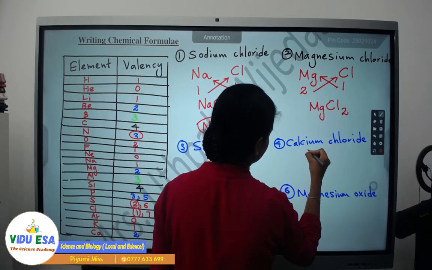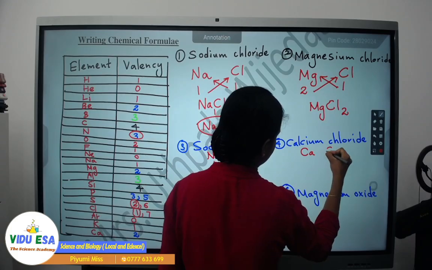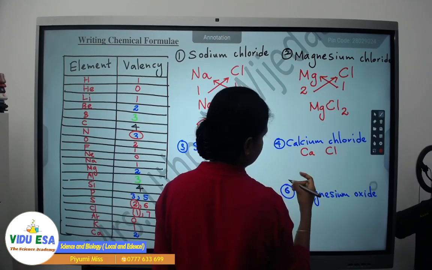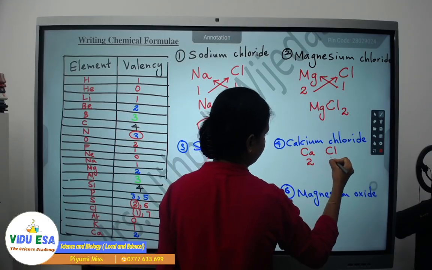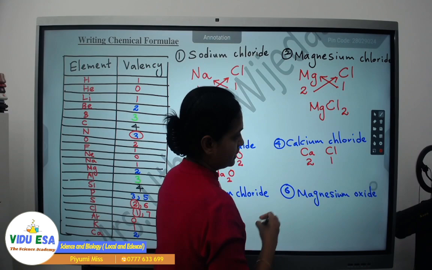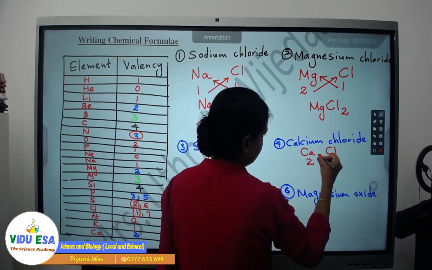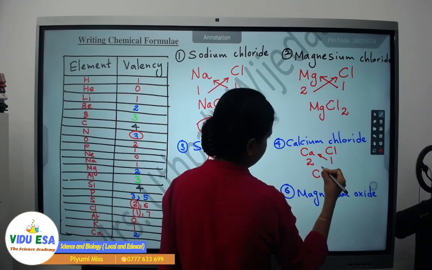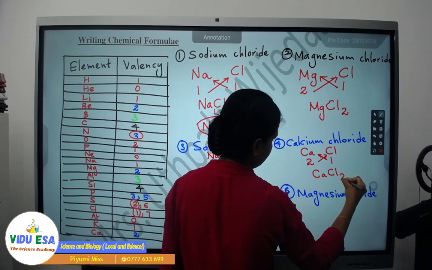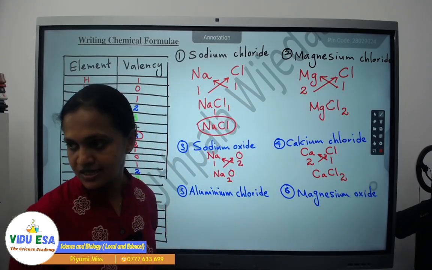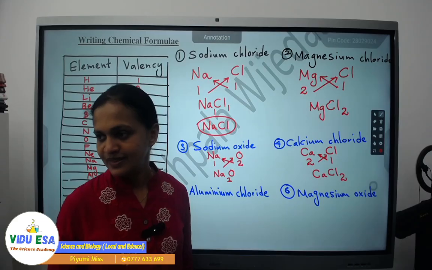Then calcium chloride. Calcium and chlorine. Calcium, the valency is 2. Chlorine, the valency is 1. Exchange. For calcium, we don't write number 1. 2 goes to chlorine. Therefore, it becomes CaCl2. CaCl2. Right?